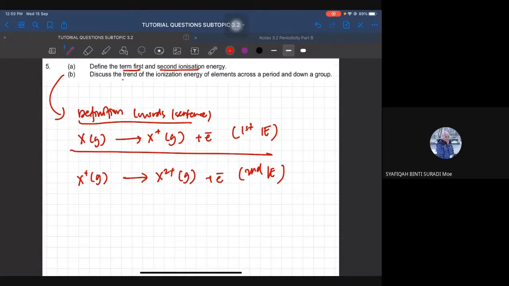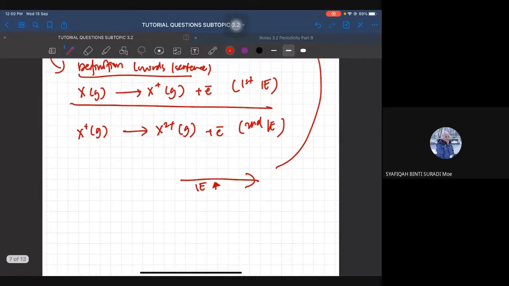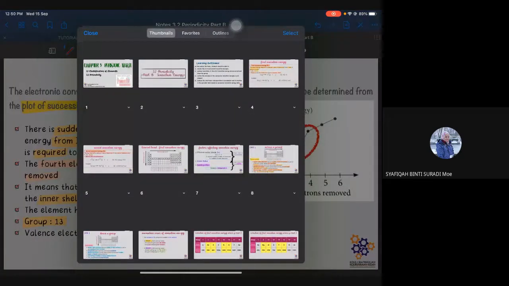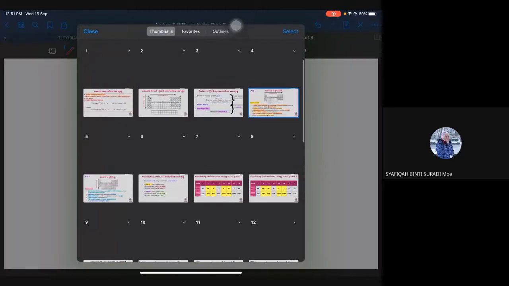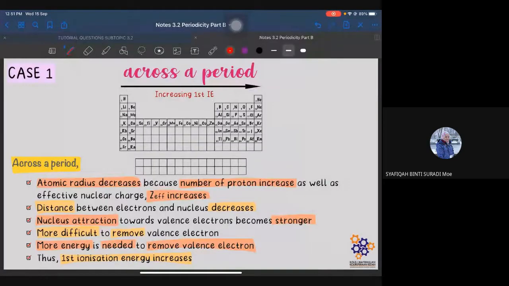Dia kata, discuss the trend of ionization energy elements across the period and down the group. So, yang ini basically awak tahu. Across period, okay. IE increases. Okay, down the group, IE decreases. So, awak kena explain lah trend ni. Okay, nak explain macam mana, bolehlah rujuk nota. Nota saya dah ada. Okay, awak tengok nota saya. Kita dah ada lah. Okay.